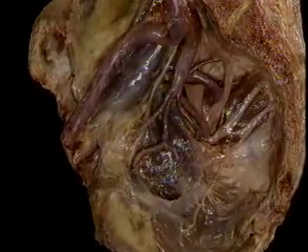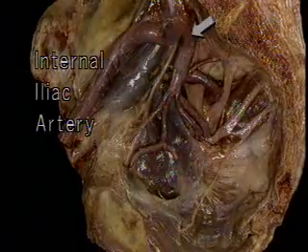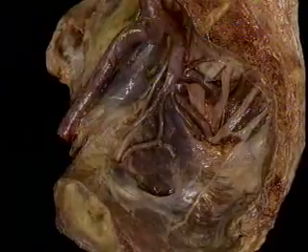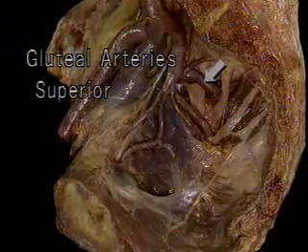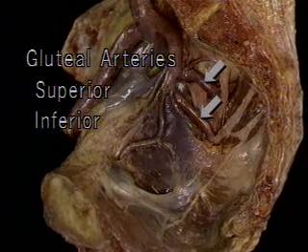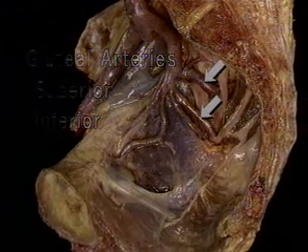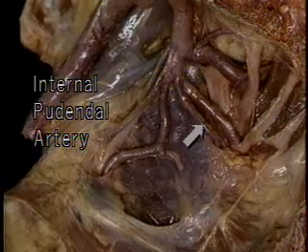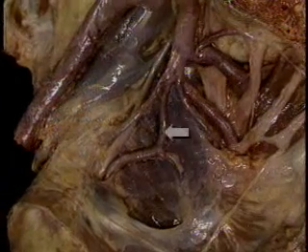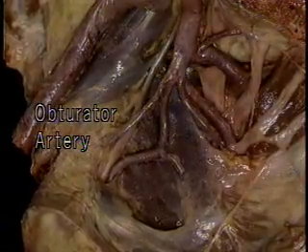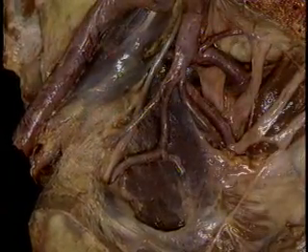The arteries of the pelvic region are all branches of the internal iliac artery. The way they arise is quite variable. This is the superior gluteal artery. This is the inferior gluteal. They pass through the greater sciatic foramen to supply the buttock region. This is the internal pudendal artery, which we'll return to in a minute. This is the obturator artery, passing forwards into the obturator canal, along with the obturator nerve.